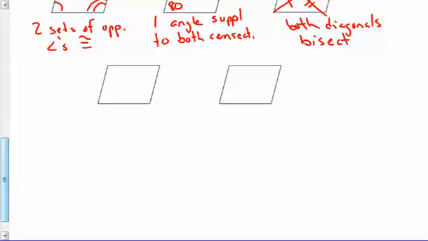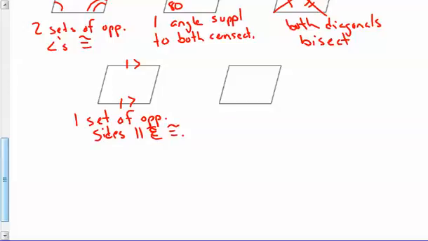All right, so we've done 5 methods so far. Here's our 6th method. Maybe I just give you one side is parallel and congruent. You'd say, oh, okay, one set of opposite sides, parallel and congruent.